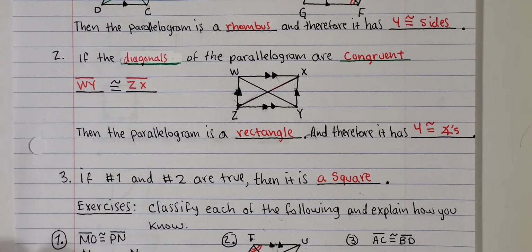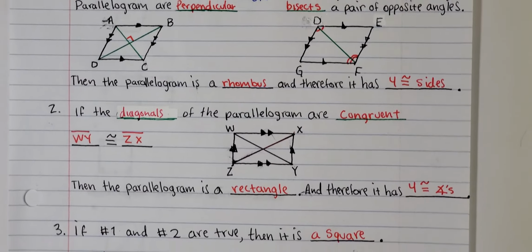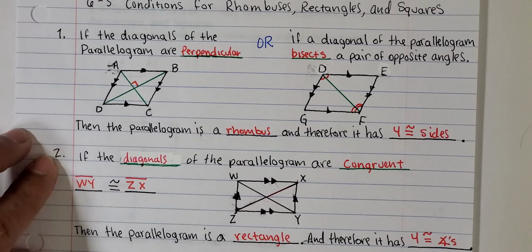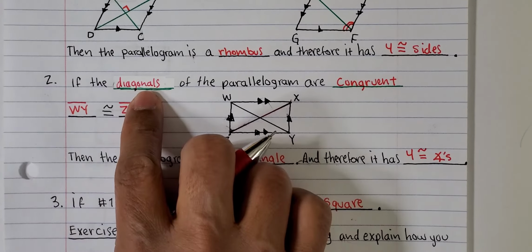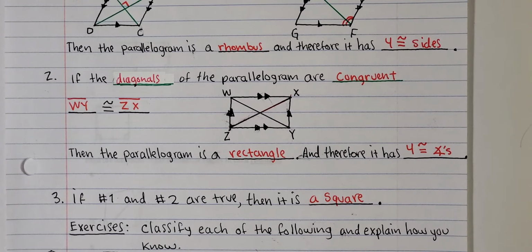All right, so first of all, I'm given that MO is congruent to PN, which means the diagonals are congruent. So when you see this, look at which property you can apply. On this one, we can apply property number two because the diagonals are congruent, which means this figure has to be a rectangle.